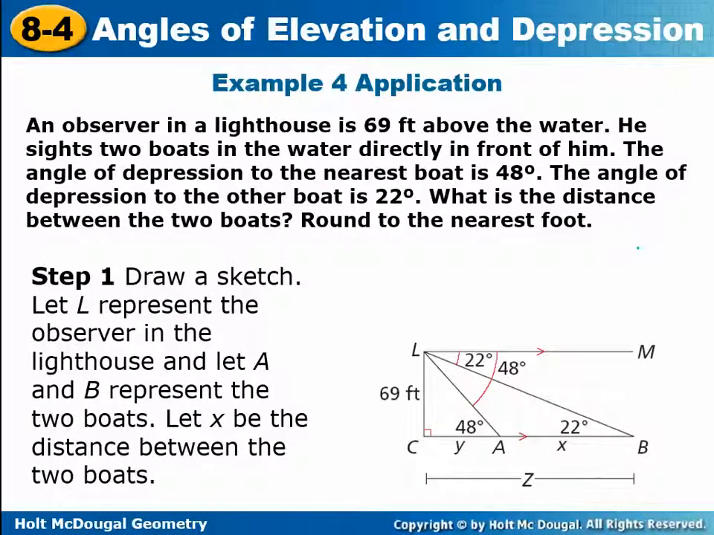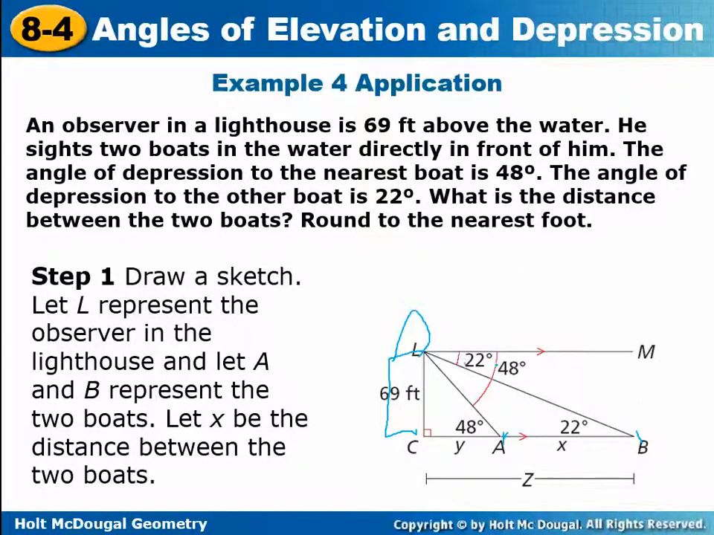In this problem, we have a lighthouse that is 69 feet above the water. Here's our lighthouse over here. That's my lighthouse. And he sees two boats in the water directly in front of him. The angle of depression to the nearest boat is 48 degrees. The angle of depression to the other boat is 22. What is the distance between the two boats? So we're really looking at what is the distance from A to B. So L is the observer in the lighthouse. A and B are the two boats.